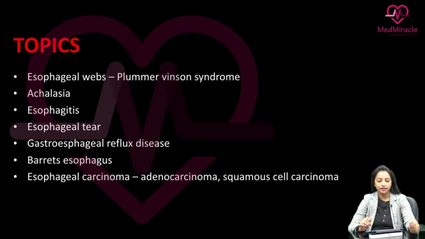So we will be discussing in this lecture esophageal webs, Plummer-Vinson syndrome, achalasia, esophagitis, esophageal tear, gastroesophageal reflux disease, Barrett's esophagus, and esophageal carcinoma. So what is esophagus? Esophagus is the food pipe that carries the food that we eat from the mouth to the stomach, where it is digested. The esophagus is lined by stratified squamous epithelium normally, and it has a submucosa, and beneath that there is the adventitia, also the muscularis.